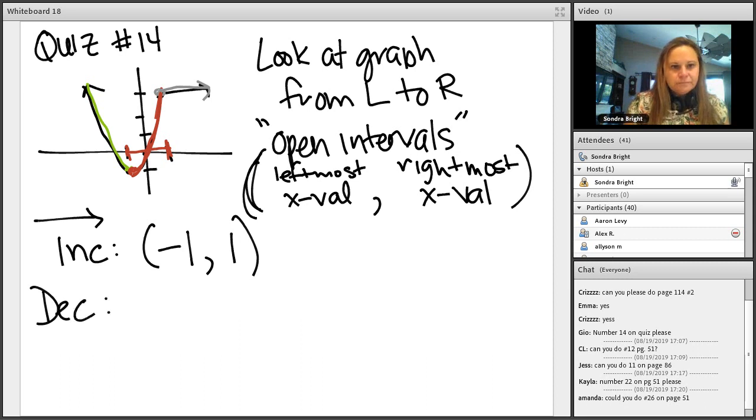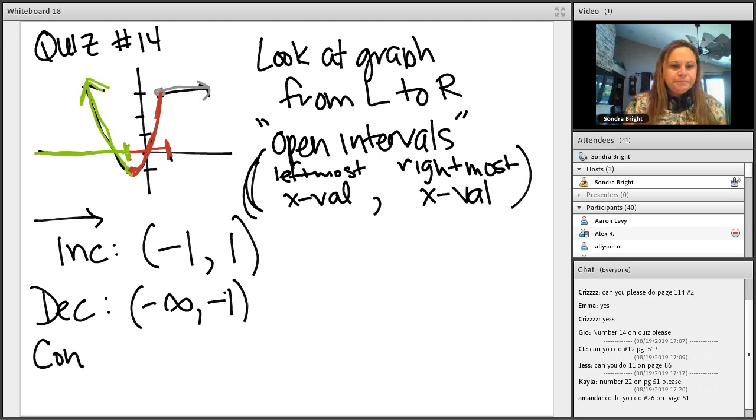Decreasing was the green part of the graph, right? And so it's this guy, you're going down, down, down. Well, you're going down for what x values? The rightmost x value was here at -1, and it's going forever to the left because of this arrow. And so your answer is, it never ends going to the left, so it's negative infinity. That's your leftmost x value, because there isn't a leftmost. And then all the way until you reach -1, not +1.